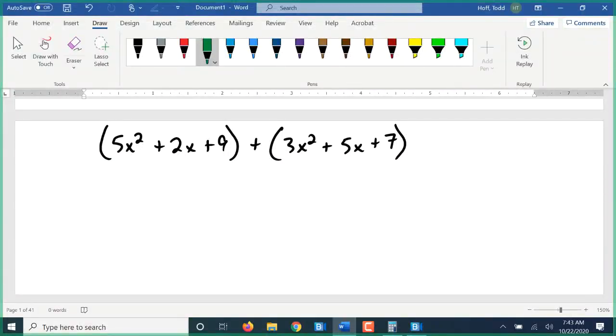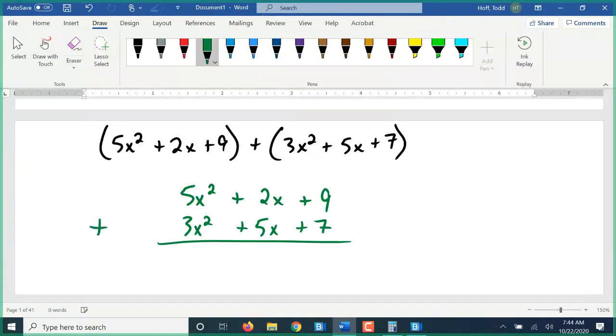When I go to add those, I'm going to rewrite them just like I would any other whole number. So I do the 5x squared plus 2x plus 9. And remember, when we talked about adding and subtracting whole numbers, we talked about lining up the place values, lining up the columns. The same is true here. The 3x squared goes under the 5x squared. The 5x goes under the 2x. The 7 1s goes under the 9 1s. And we are adding down these columns.